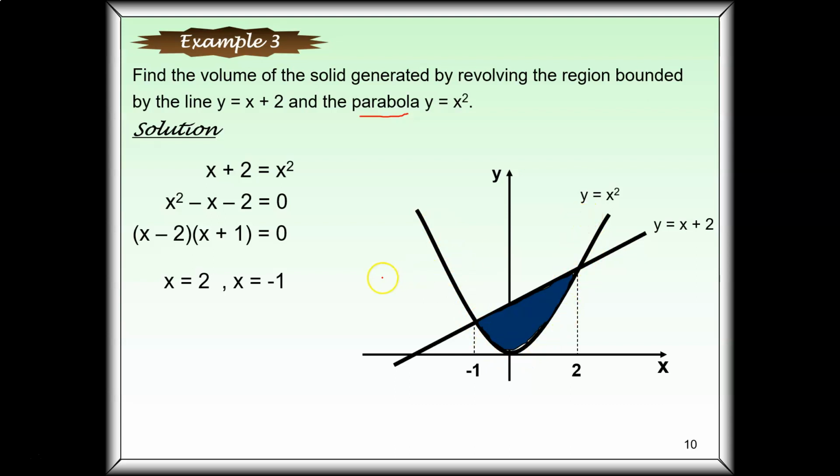So you have two curves over here. The first curve is this one, the straight line, this is the line y equal to x plus 2. This is number 1. And the second one will be the parabola, y equal to x squared.